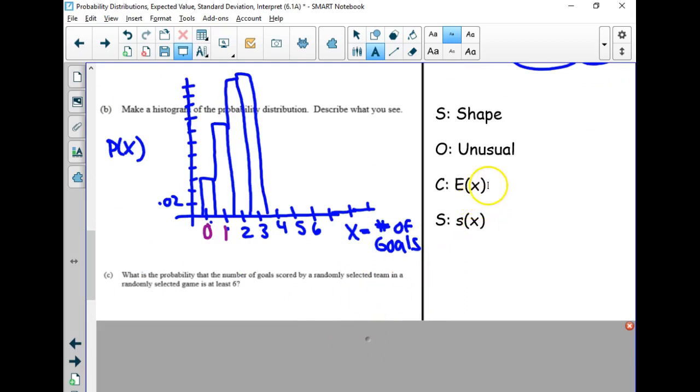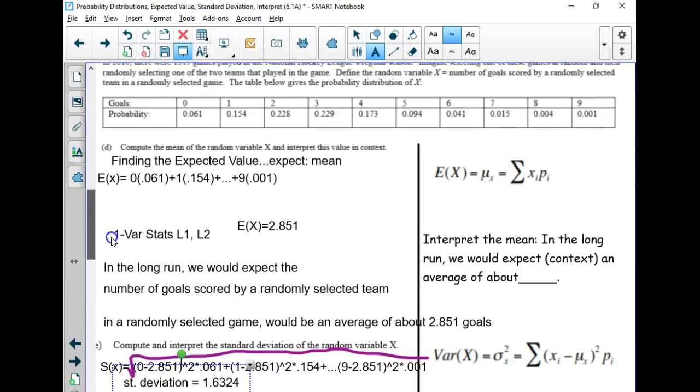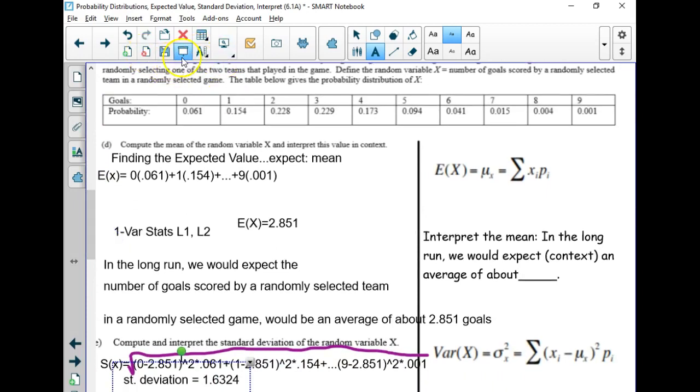Now we're going to go on and we're going to say, well, how do we know what the center and the spread are? That's the next page. Part D. Okay, so hold on real quick.